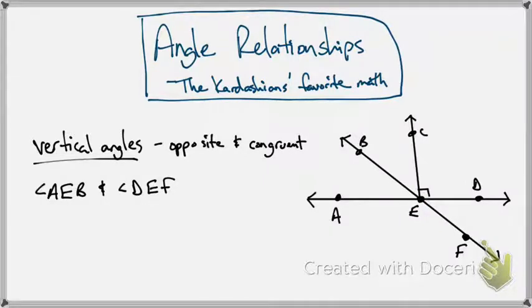The other pair of vertical angles, and it's a little harder to see, is angle BED and angle AEF. Let me point those out for you. We've got BED and angle AEF. So these two obtuse angles are vertical, and these two acute angles are vertical. If I gave you angle measures, you just know that vertical angles are congruent. They have the same angle measures.